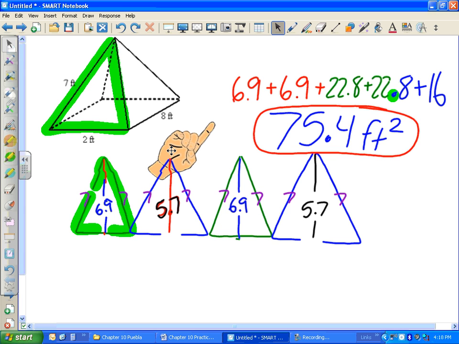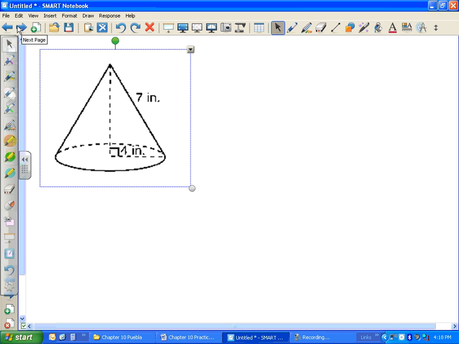All right, next one. What's this one? This one is number 8. Number 8 says, find the surface area of the right cone shown. Okay, surface area. Now this number down here is kind of hard to read. This one was a 4. So they want the surface area of this.